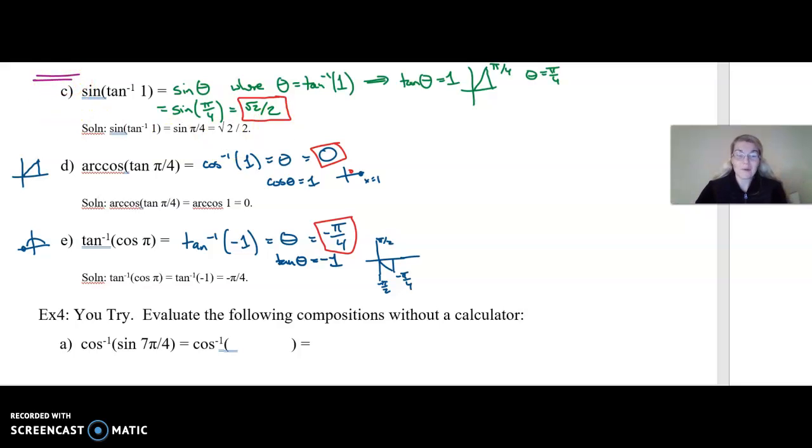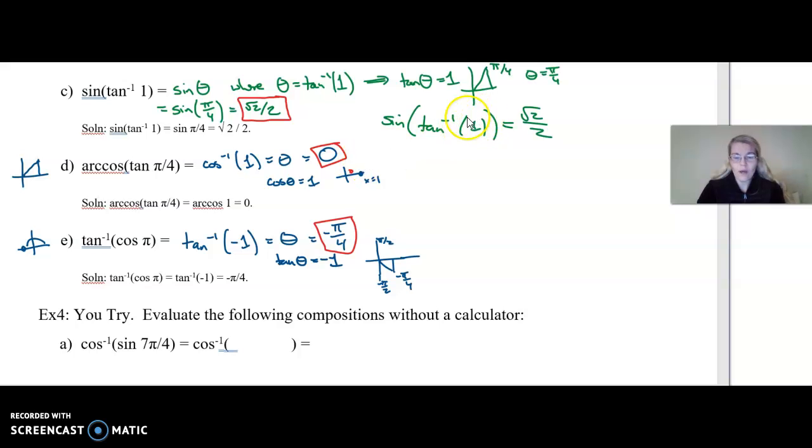Picking up right where we left off, let's look at what happens if I compose sine with tangent inverse of 1. Again, tangent inverse of 1 is some angle theta. So let theta be tan inverse of 1. That means that tangent of theta is 1, and theta itself must be in either quad 1 or quad 4. So where is tangent equal to 1? Well, it's at pi over 4. So what is sine of pi over 4? Root 2 over 2. Hence, sine of tangent inverse of 1 is root 2 over 2.